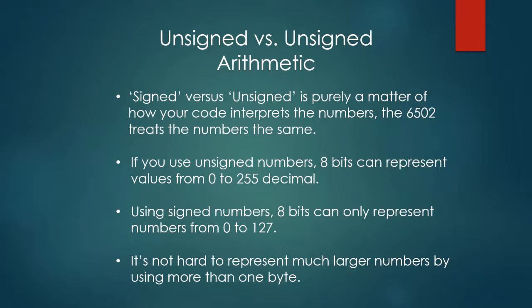Signed versus unsigned arithmetic is purely a matter of how your code interprets the numbers it's working with. The 6502 treats these numbers the same. If you use unsigned numbers, 8 bits can represent values from 0 to 255 decimal, but using signed numbers, only 0 to 127. But it's not hard to represent much larger numbers by using more than one byte.